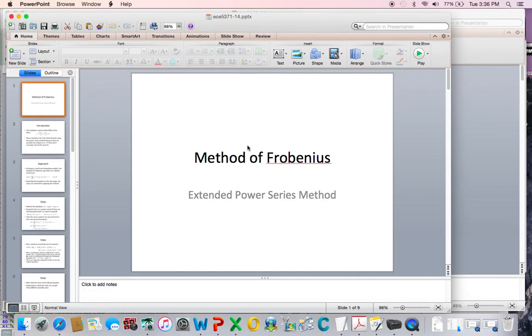So that's the method of Frobenius. It's used primarily to solve Bessel's equation. So in the next lecture, we will very briefly show Bessel's equation and what the solutions look like, because Bessel's equation also is an equation that's pretty important in engineering.